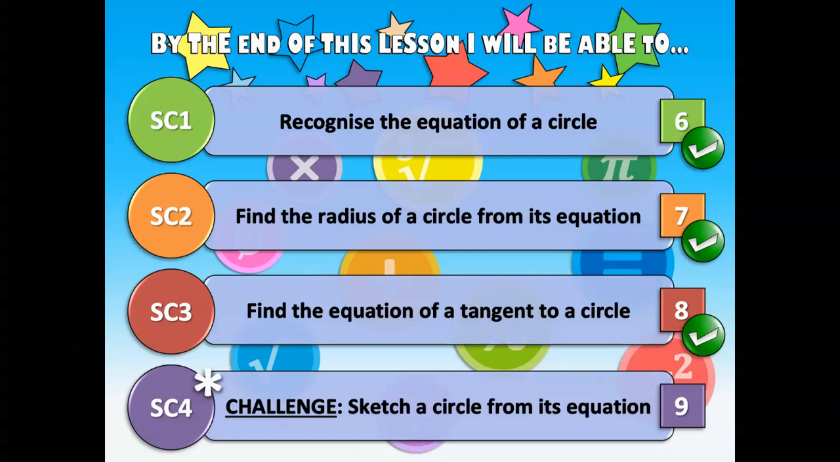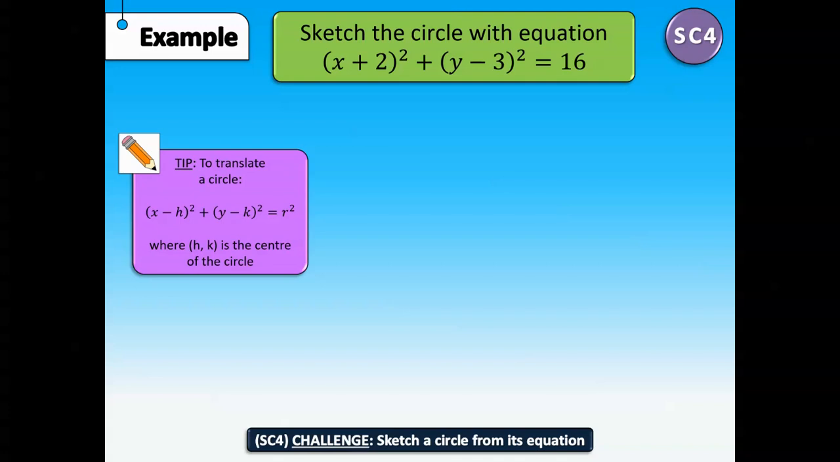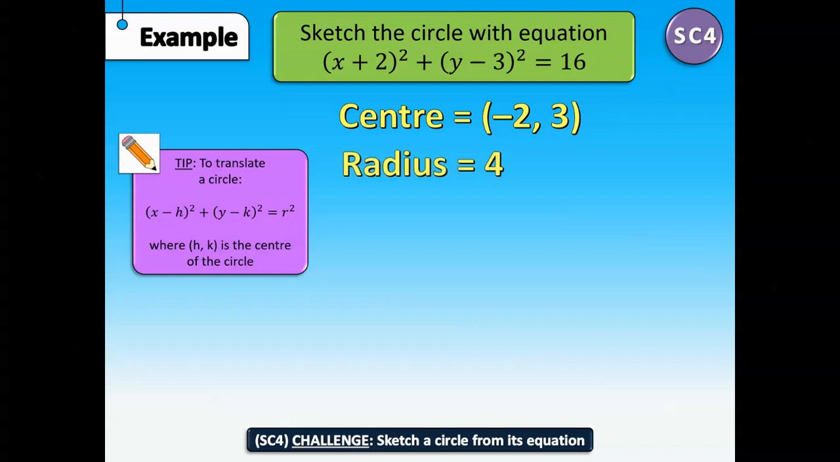So now we're going to move on to number 4, and this is to sketch a circle from its equation. So we want to sketch the circle with the equation x plus 2 squared plus y minus 3 squared equals 16. So to translate a circle, h, k is the center of the circle. And remember, r is still the radius. So the center of this circle would be minus 2, 3. And the radius of the circle would be the square root of 16, which is 4.